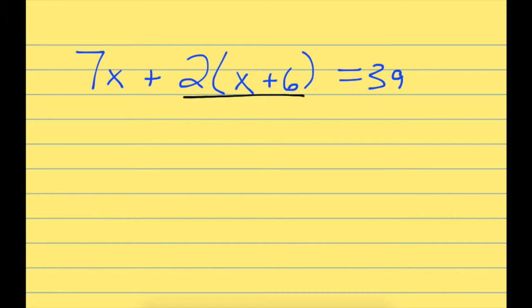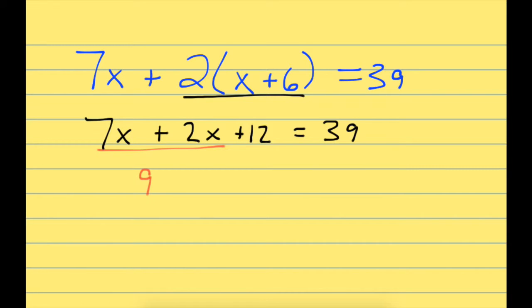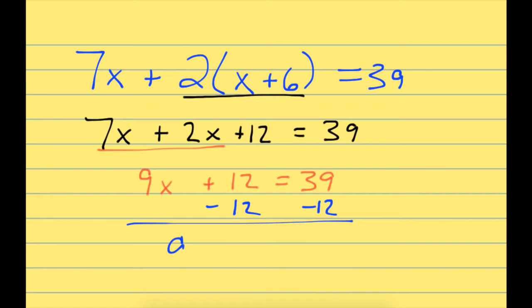For problem 2, we have 7x plus 2 times the sum of x and 6 equals 39. Now our first step is to simplify where we can. So what can we simplify on the left? We can use our distributive property. Now we have 7x plus 2x plus 12 equals 39. And we see that we have like terms that can be combined. That gives us 9x plus 12 equals 39. Again, we're down to a problem like we solved yesterday. We subtract the 12 from both sides, and then we simply divide, leaving us with x equals 3.